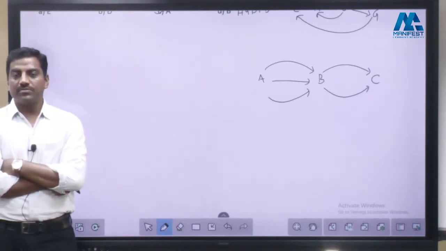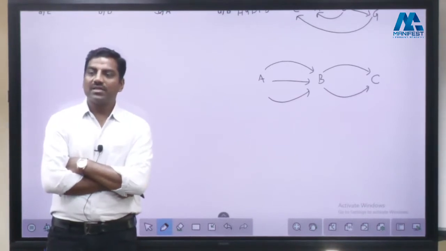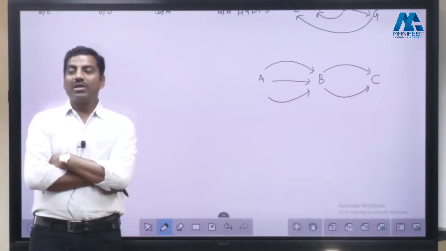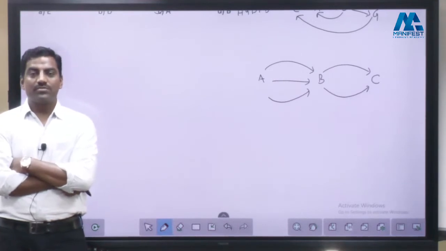For a cinema hall, there are 3 entries and 2 exits. In how many ways can you enter and exit the cinema hall?